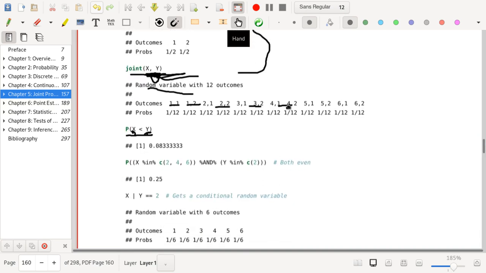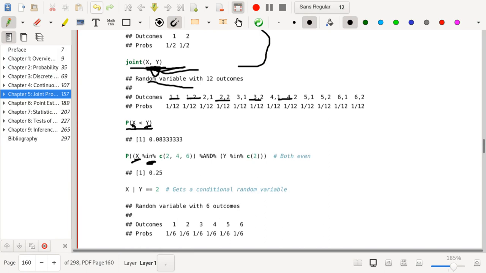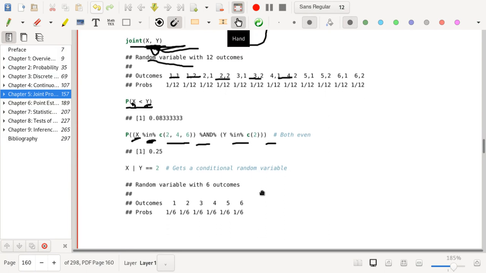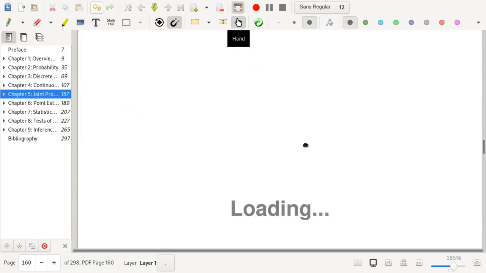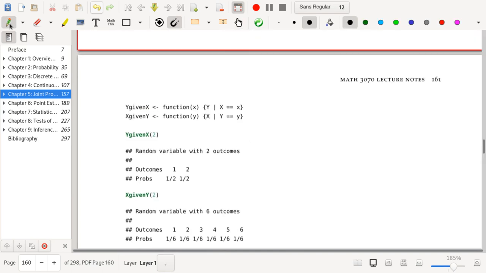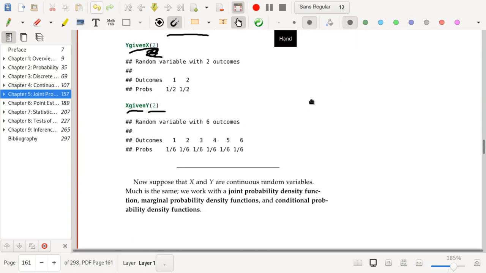And we could ask, what is the probability that X is in the set {2, 4, 6} and Y is in the set {2}, which is the event that corresponds to both of those random variables being even. And it gives us a quarter as we got before. We can also get the conditional distribution of X when we say that Y is equal to 2, because when working with these random variable objects, this will indicate conditioning. And here I created functions that can just feed out conditional distributions. So we can define a random variable of Y given X when X is 2 and vice versa, and get the distributions of these random variables.